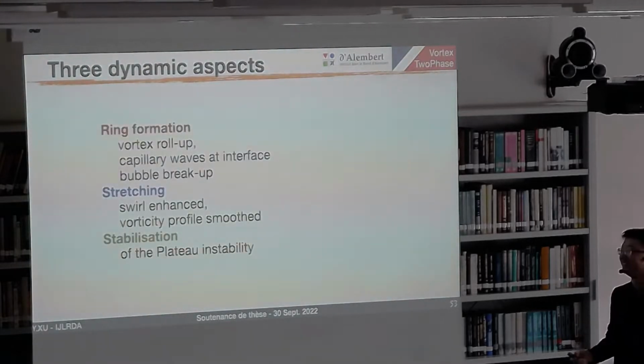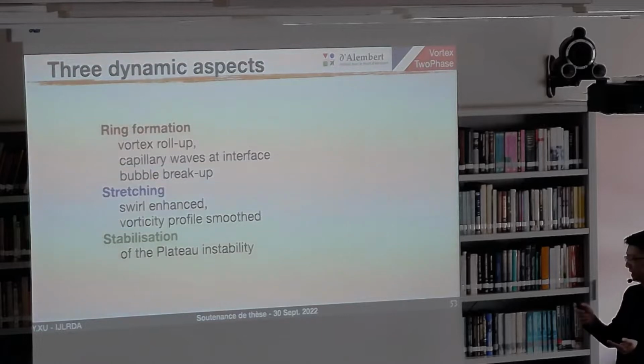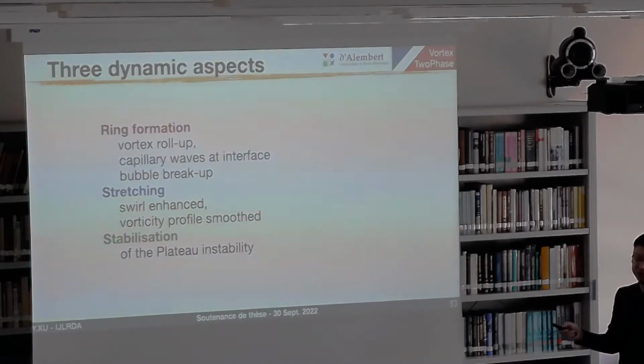So, as a conclusion, the dynamics of the bubble ring can be mainly separated into three parts. The first part is the formation of a bubble ring, which contains the vorticity roll-up, the capillary wave generation at the interface, and the breakup of the bubble. After the generation, it is stretched with the increase of ring radius. In the meantime, the swirl is being strengthened, and the vorticity profile is much smoother inside, with a thin layer just outside. With this kind of base state and a strong swirl, the Plateau instability is being stabilized. That's why this bubble can remain stable for a very long time.